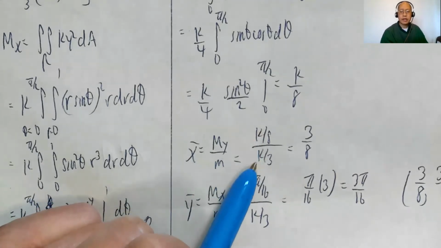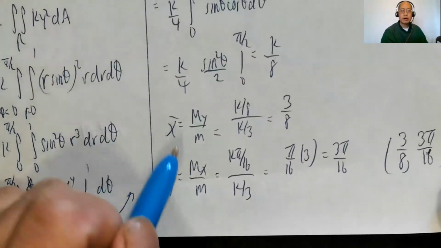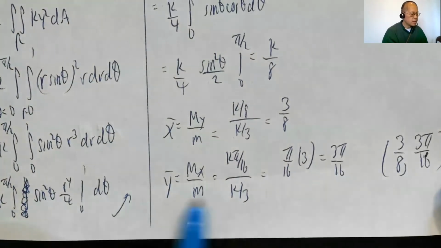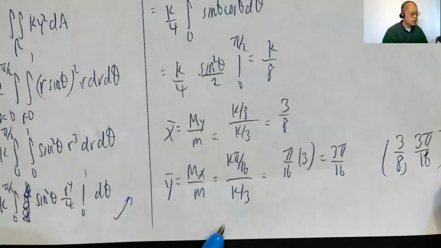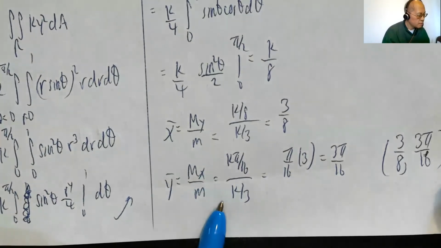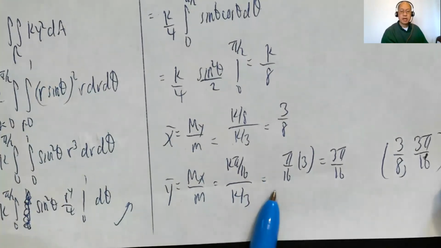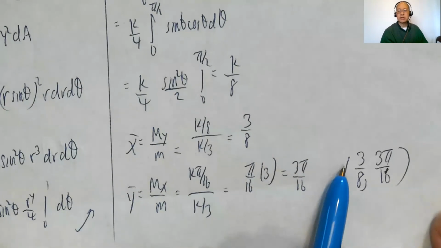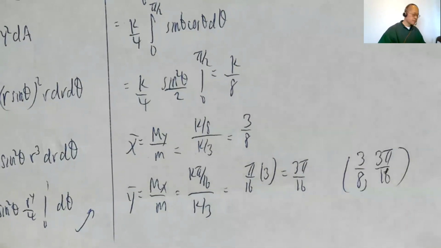So x bar is m sub y over m. K over 8 divided by k over 3 is 3/8. Y bar is m sub x over m. So that's k pi over 16 over k over 3. And that comes out to be pi over 16, k is canceled out, times 3, 3 pi over 16. All right, so final answer, the center of mass is 3/8, 3 pi over 16. All right, so that was section 15.4.